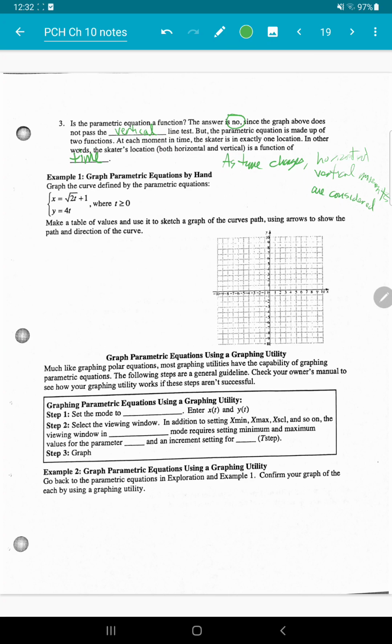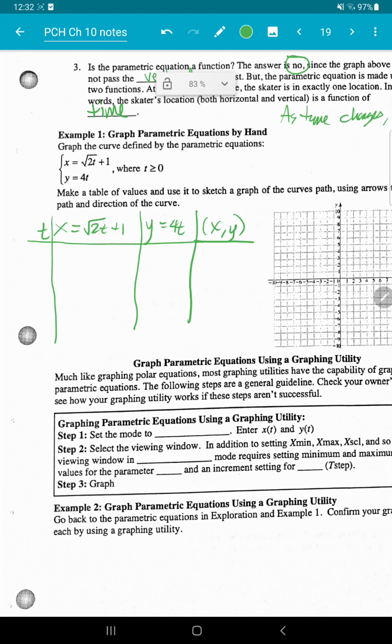All right, so for the rest of these notes, it's basically just a review of, or just more practice of what we had just talked about. You can see with this example here, our parametric equations are made up of x and y, and what we want to do is, again, build a table where you have time, and you also need to consider both the horizontal, in this case, root 2t plus 1, as well as the vertical, which is 4t. And what we'll do is we'll just make a set of values, x, y, that give us the ordered pairs for each time.